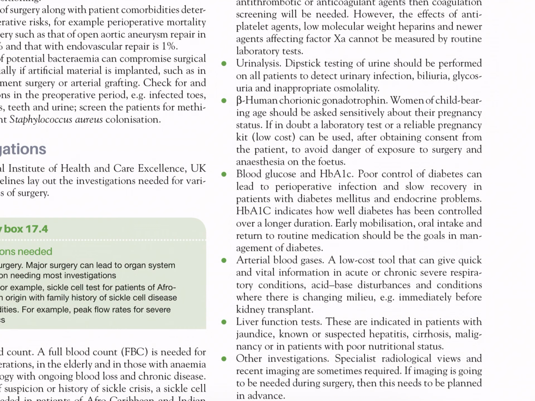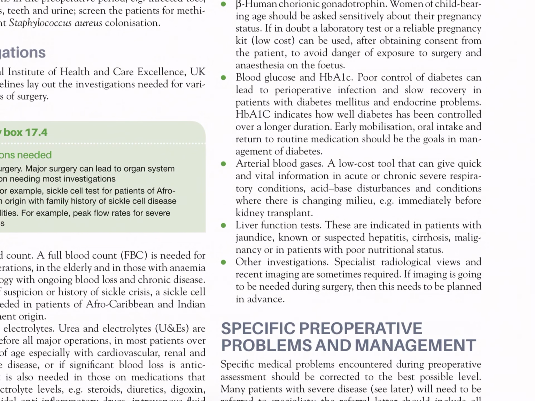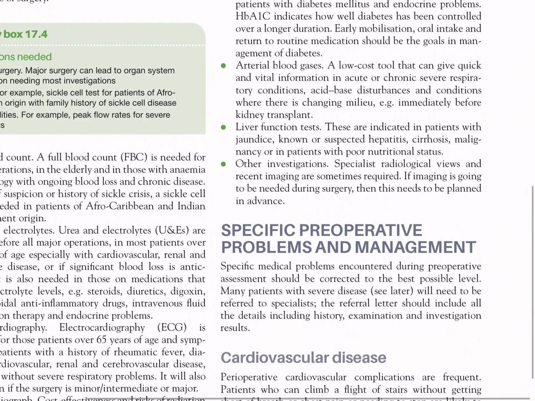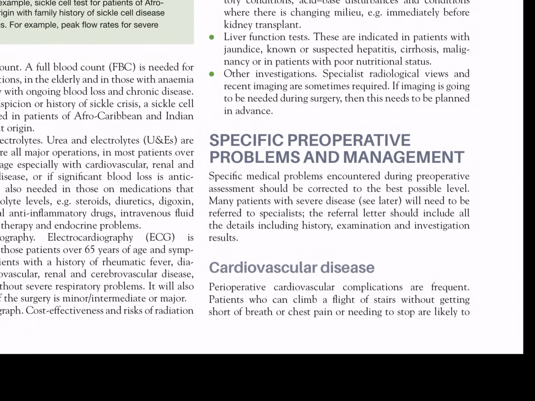Arterial blood gases, a low-cost tool that can give quick and vital information in acute and chronic severe respiratory conditions, acid-base disturbances, and conditions where there is a changing milieu, for example, immediately before kidney transplant. Liver function tests are indicated in patients with jaundice, known or suspected hepatitis, cirrhosis, malignancy, or poor nutritional status. Other investigations: specialist radiological views and recent imaging are sometimes required. If imaging is going to be needed during surgery, then this needs to be planned in advance.